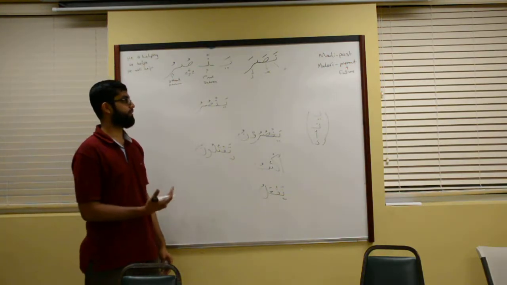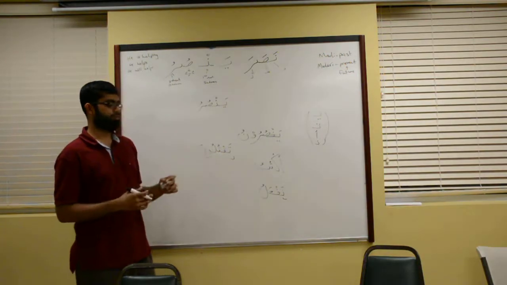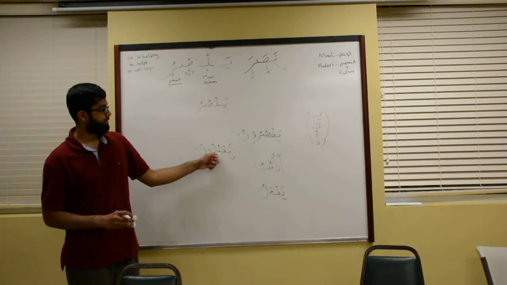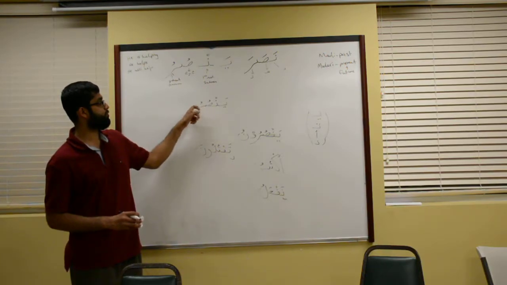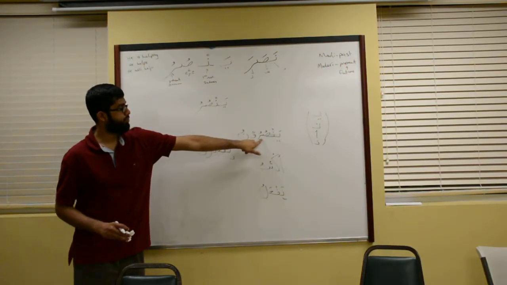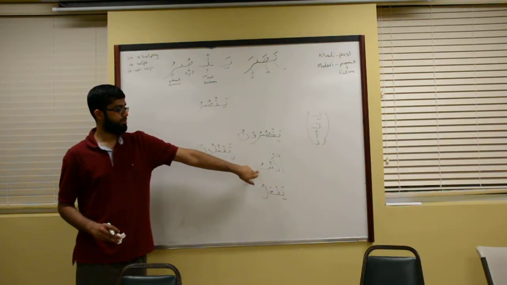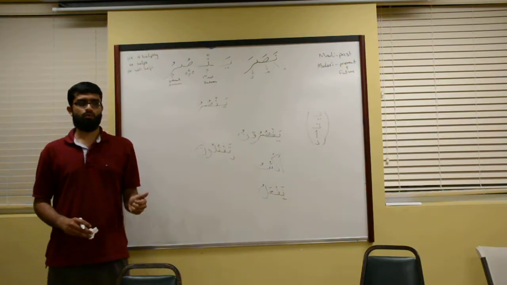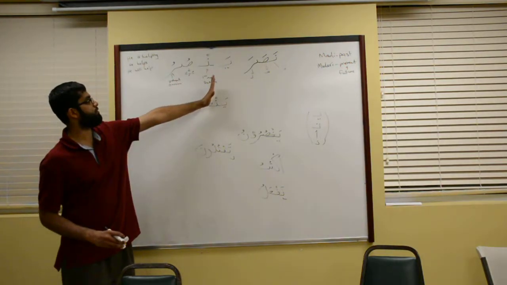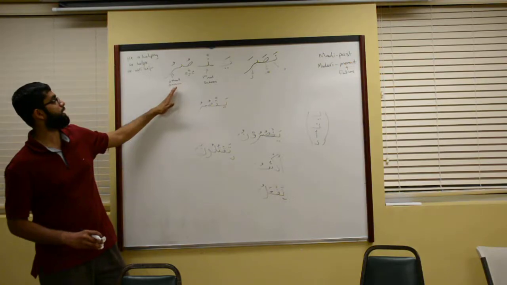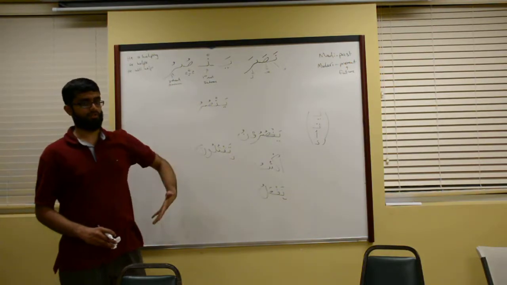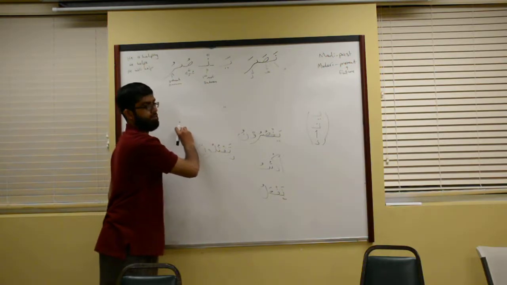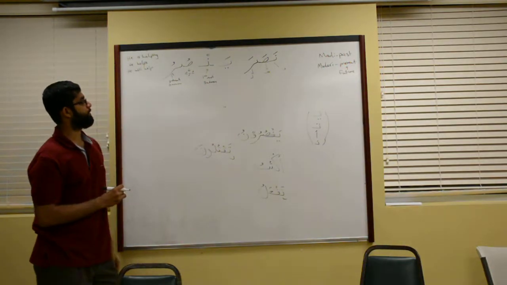So the first radical in the mudari will always have a sukoon. And then the third one has a dhamma, right? Yansuru, aktubu, naf'alu, and yaqtulu. So the first root has sukoon, the third one has dhamma, the second one can change. What does yansuruna mean?